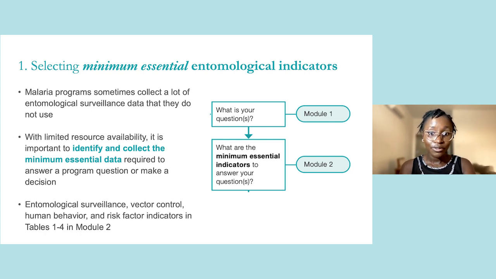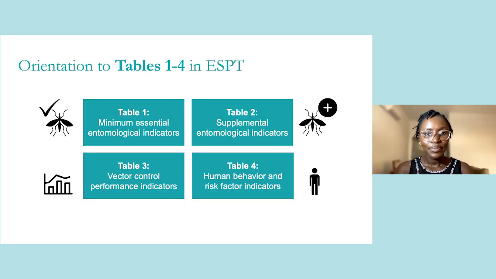Module 2 includes 4 tables with relevant entomological surveillance, vector control, human behavior, and risk factor indicators, and we will walk through each of these tables now. Here is a snapshot of the 4 different indicator tables in Module 2. Table 1 is a list of minimum essential entomological indicators, which was adopted from the WHO Malaria Surveillance, Monitoring, and Evaluation Manual.